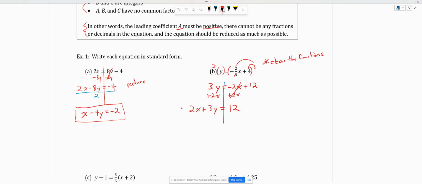Now take a look at this. Are we in standard form? I have a positive coefficient. Good. Are there decimals and fractions? No. Can I reduce it? No. There is no common divisor of 2, 3, and 12, so we know we have standard form. We're done. All right.